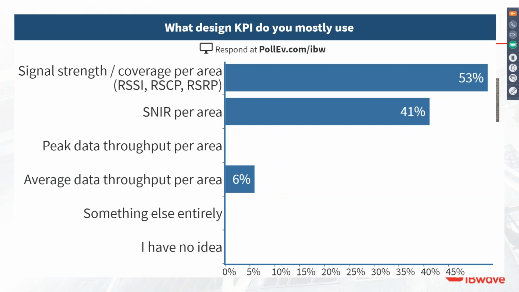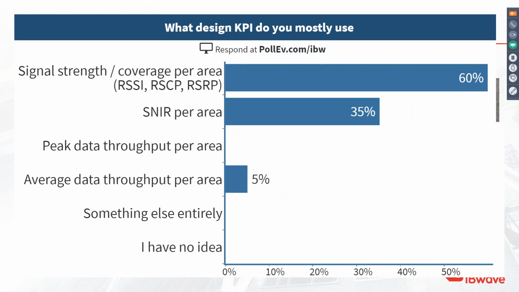Something else entirely that you're using, or you really honestly have no idea. So that's a good answer too. I'm just curious to know what most of you are using. So far it's signal strength and coverage per area. And the signal to noise is also a second, maybe not a close second, but a strong second. And yeah, average data throughput, just a tiny little bit. So that's interesting.